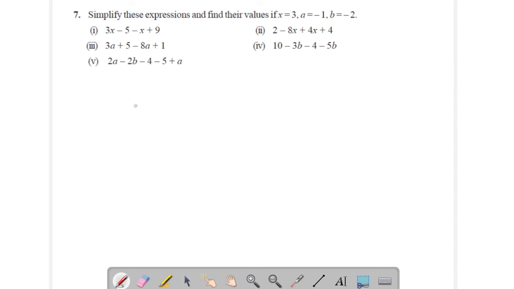Now come to question number 7. Simplify these expressions and find their values if x is equal to 3, a equal to -1, b equal to -2. See the solution.